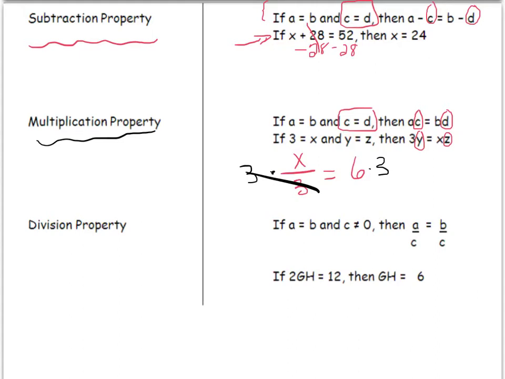The last one on this slide, you guys, is the division property. The division property follows the same suit as the subtraction, addition, and multiplication properties. Again, it's this process of dividing by the same thing on both sides. So for here, if I have 2GH equals 12, and then I tell you that GH is 6, well, in order to get there, I divided both sides by 2. That process of dividing both sides by the same number gets you the division property.